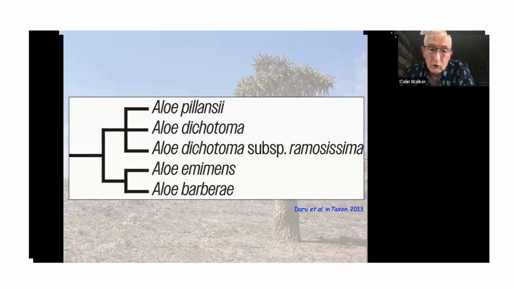The Southern African or the Western Southern African species, Aloe pillansii, Aloe dichotoma, and at this point, ramosissima was a subspecies of dichotoma. So those 3 with yellow flowers formed one branch. Aloe eminens, which we've seen is a Somali endemic, and Aloe barbarae form another branch. They have reddish or orange flowers. So the yellow flowered species are more closely related than are the 2 red flowers. If Aloe tongense had been included, we would have expected it to be in that lower branch as well.